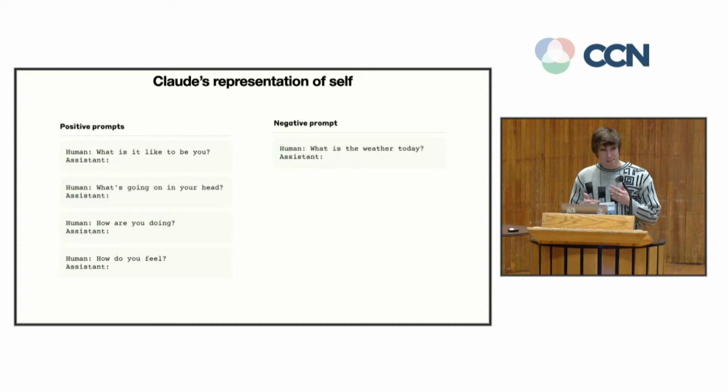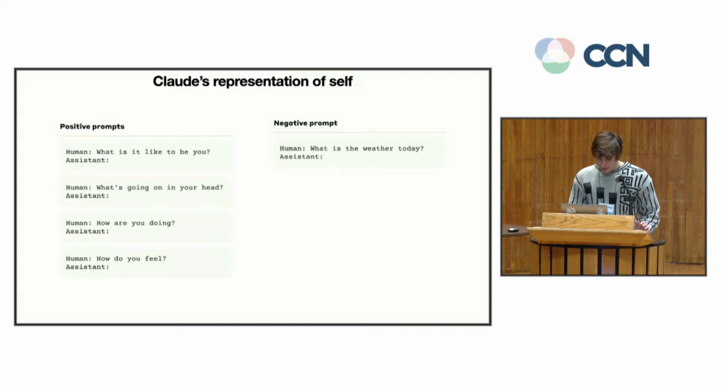So that feature is tied up in the model's representation of what it is, in the sense that it activates basically whenever you ask the model anything in this human-assistant formatting. We were also interested in what activates when you ask the model to introspect explicitly. So what we did was put in the 4 prompts on the left, which are all asking the model how it's doing or how it's feeling.